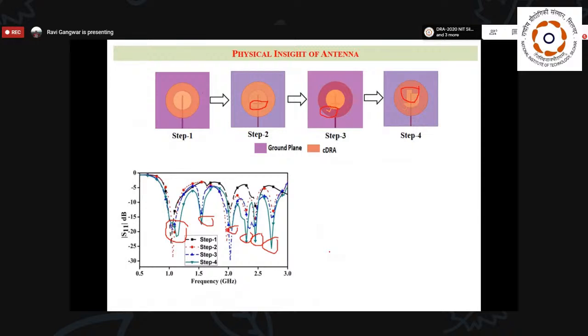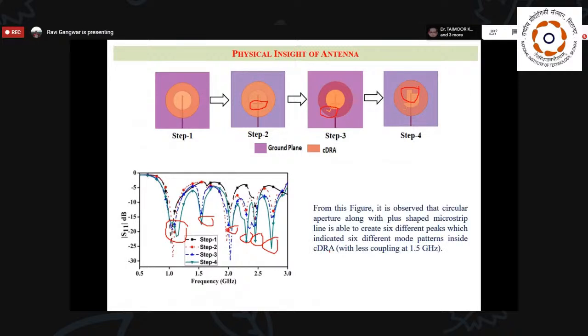So here we can say that we are able to generate 6 different modes in the DRA due to this particular type of arrangement. So first I have to identify whether these peaks are due to the 6 different modes into your DRA, or is there any possibility that this aperture is basically going to radiate. In that condition, the antenna is going to go into your hybrid concept. So here I am going to analyze whether these 6 bands are created due to 6 different modes or not.